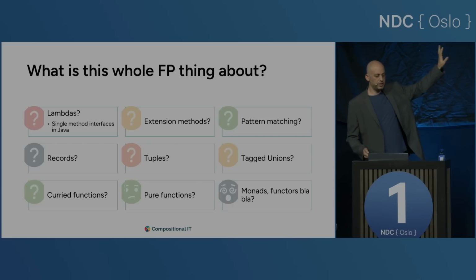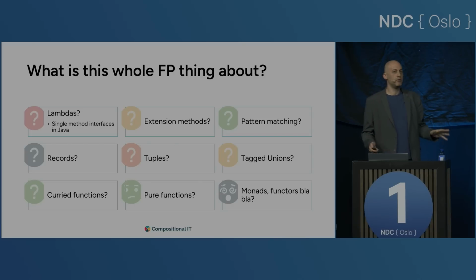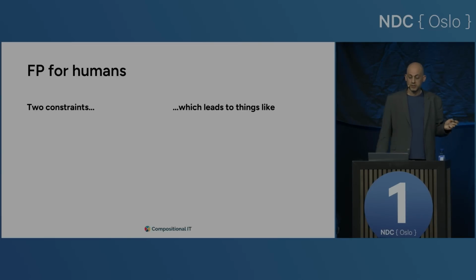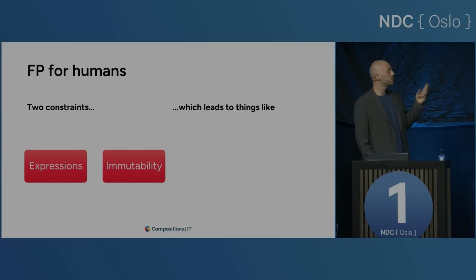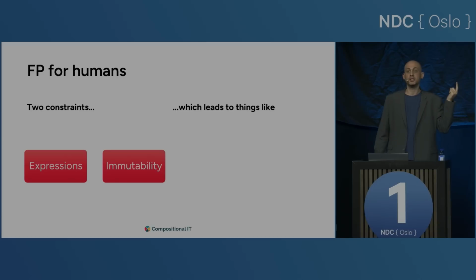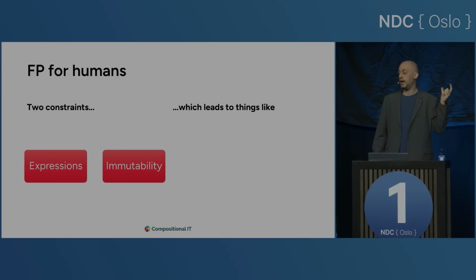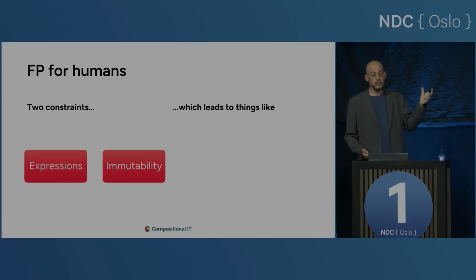None of these technologies or tools or terms actually really are about functional programming, really. Functional programming for humans is really just two things: expressions and immutability. And if you can get your head around those two, and they're really not hard, then you understand functional programming, and you can see how to use it in C# today.